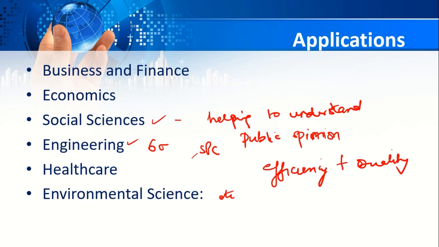Finally, when we talk about environmental sciences, quantitative techniques are used in environmental science for data analysis, modeling environmental processes and predicting the impact of human activities on the environment. Techniques like environmental modeling, GIS, that is the Geographic Information System, and remote sensing all act as an aid for environmental modeling and decision making.